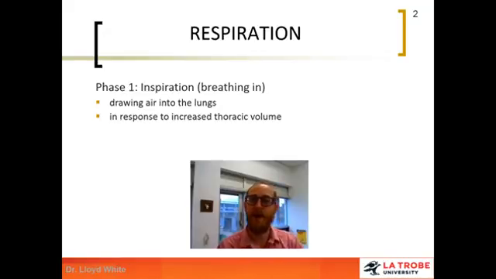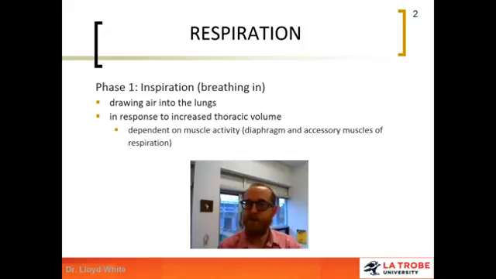And this occurs by increasing the dimensions of the thorax to increase the thoracic volume, which will decrease the pressure within the thorax, and that will cause air to rush into the lungs and to fill. And this phase of breathing is dependent on the action of muscles.